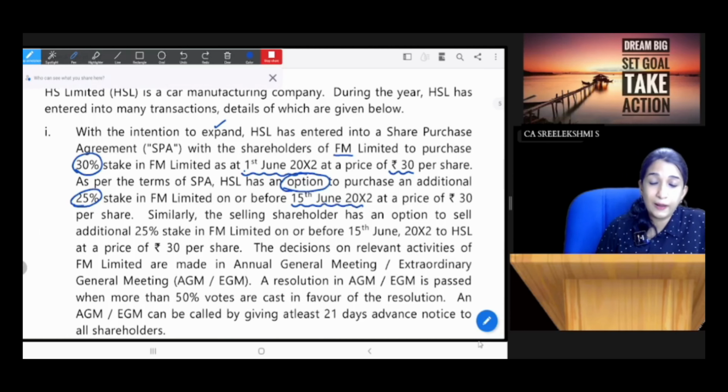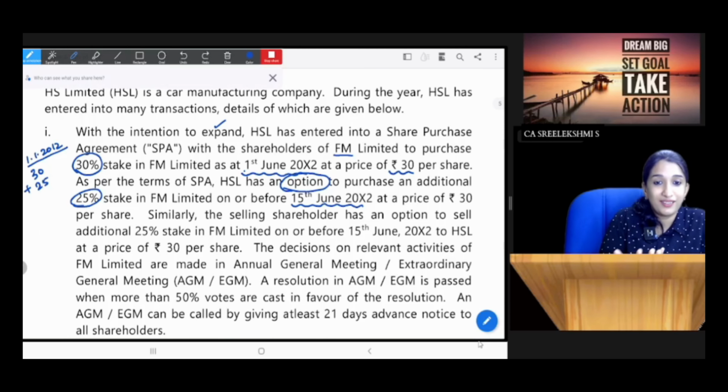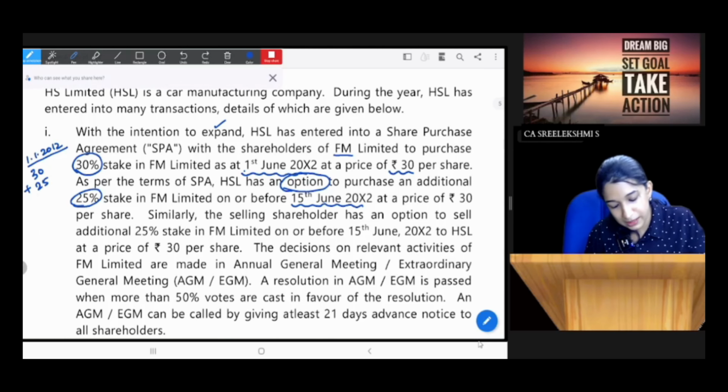That is potential shares. So you already acquired 30% shares on 1st June 2012, plus you also have an option to buy another 25% shares at a price of 30. You are the holder of a call option. Similarly, the selling shareholder has an option to sell 25% stake on or before that date. There will be a writer also.